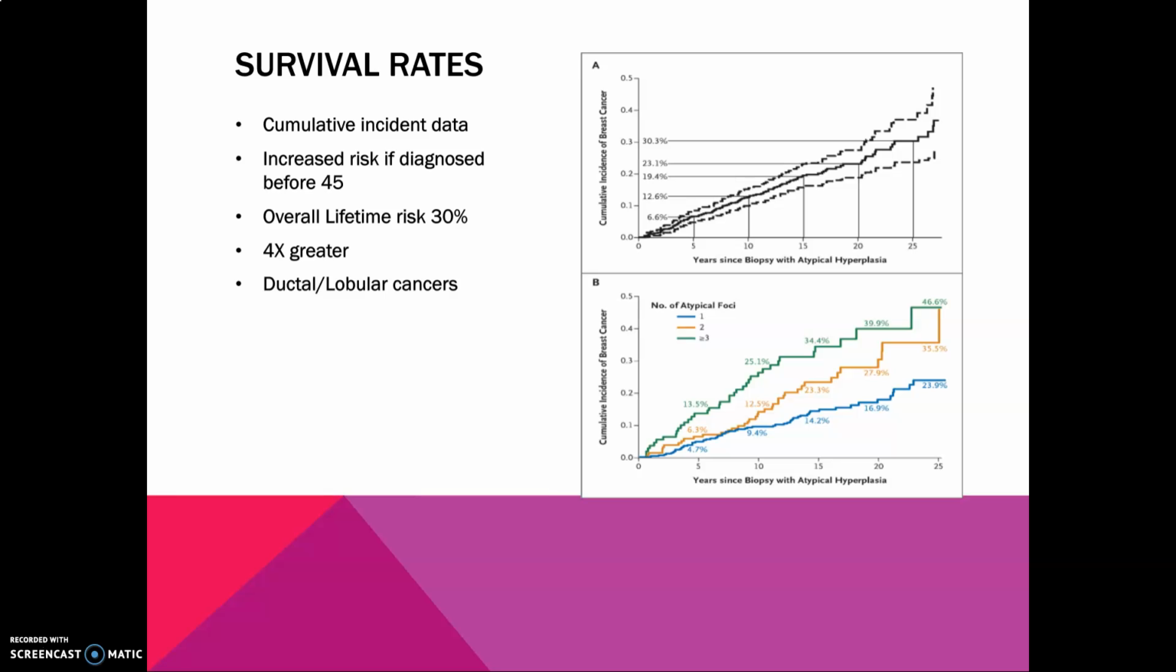Women diagnosed with the disease are 4 times more likely to develop cancer than women without ALH. According to the Mayo Clinic, among 698 women with atypical hyperplasia, of the women with atypical lobular hyperplasia who developed cancer, 77% was ductal cancer and 23% was lobular cancer. So even though atypical lobular hyperplasia is a benign lesion, it must be monitored closely.